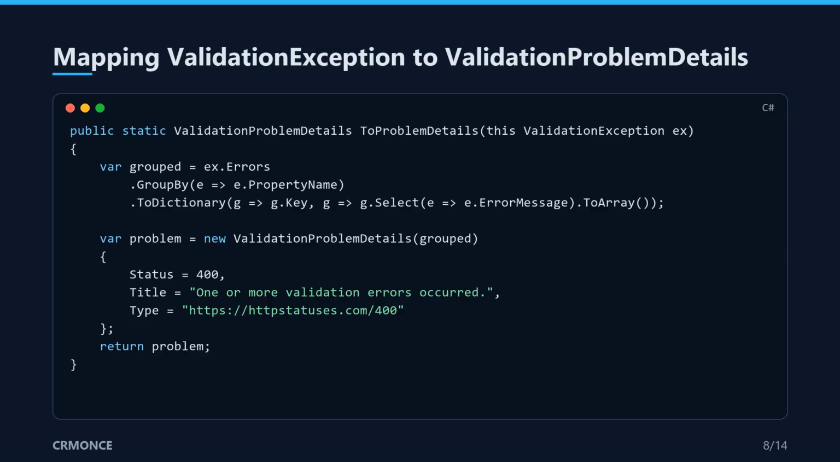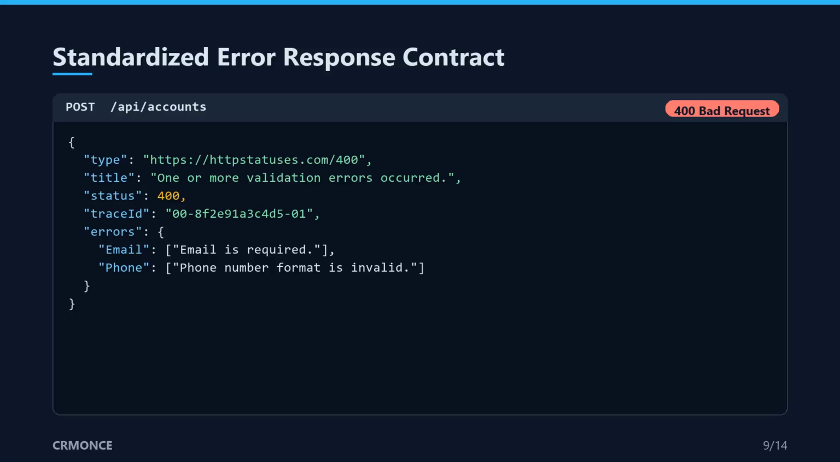This is the difference between a generic red banner and truly professional inline field validation in your app. Let's look at the actual JSON contract that leaves our API and lands in the custom connector response. Notice the shape is consistent regardless of the failure type. We always get type, title, status, and a trace ID for support correlation. When it is a validation failure specifically, we also get an errors object keyed by field name. This is the exact payload Power Apps will parse.